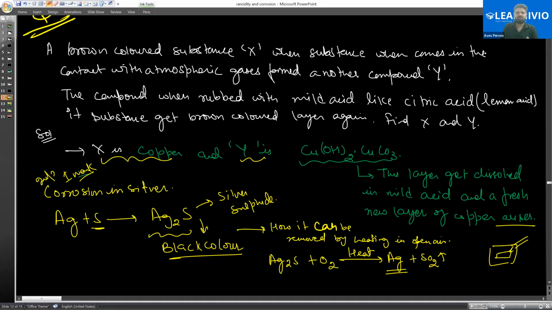बोलो क्या हो सकता है substance X? Substance X can be copper and Y will be copper carbonate or copper hydroxide and this layer can be dissolved. I have told you कि अगर आप इसको easily dissolve कर सकते हैं.